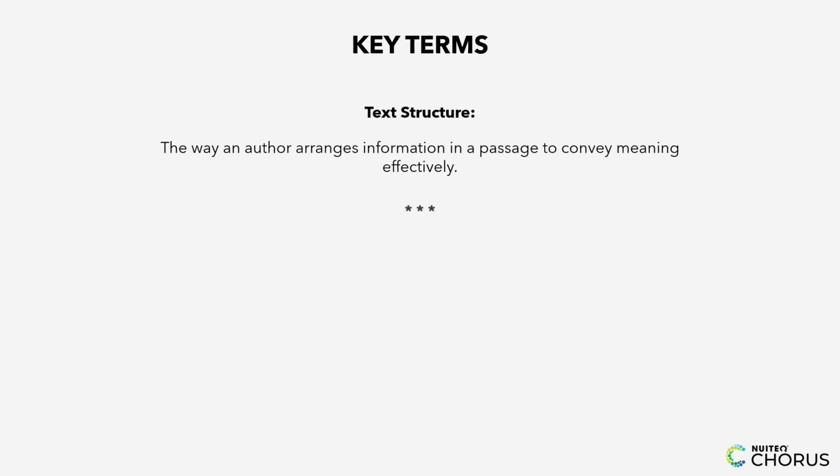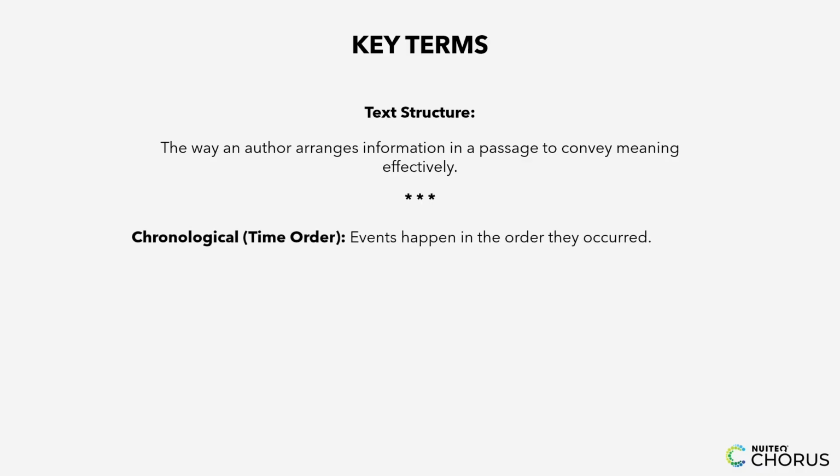Let's dive in. Before we start, let's clarify a few important terms. Text structure is the way an author arranges information in a passage to convey meaning effectively. Some common structures include chronological or time order. Events happen in the order they occurred.